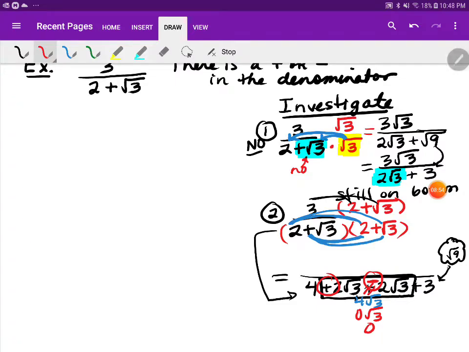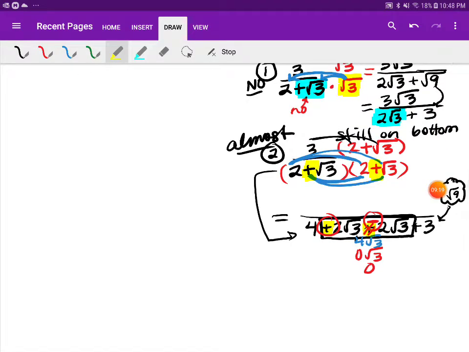So back up to this 2, our trial number 2 is almost. How could I change it? Well, right now, both of the signs here are plus. So I'm going to get pluses in both locations. Maybe if I made one of them a minus, then it would work. So let's see. So this one's going to work. So let's put a little star.